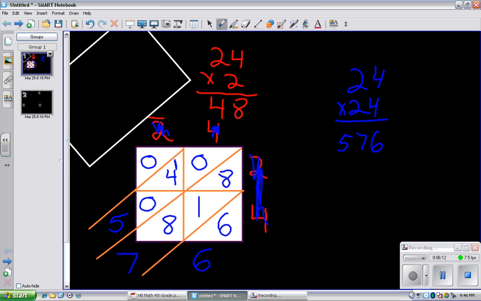576. Looks a little bit confusing when you first start out, but trust me, as long as you can draw a square, draw in a couple of diagonals, it's actually a fun puzzle and a lot easier way to do two-digit by two-digit multiplication. Why don't you try a few problems on the next page?